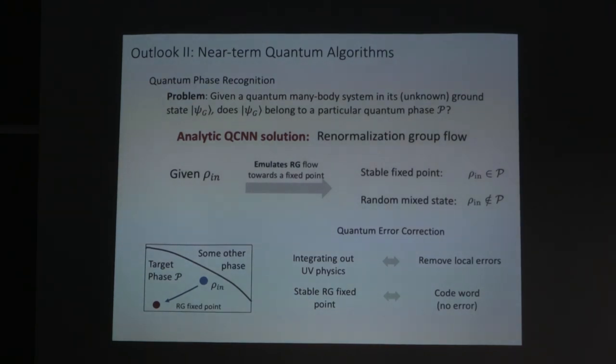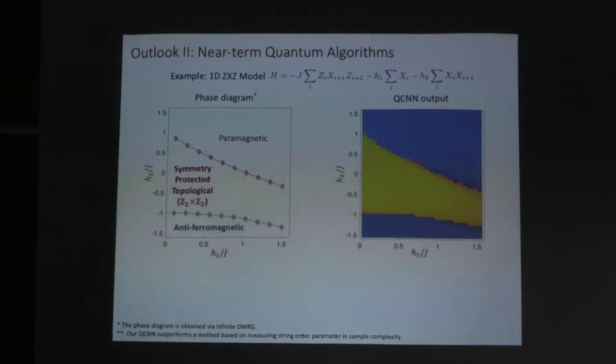It says it does not belong to the phase. And we apply this idea to a particular toy model in the one-dimensional case. What you see on the left is a phase diagram for this toy model, and what you see on the right is the phase diagram reproduced by our quantum circuit. And actually, if you plot them on top of each other, the discrepancy is not visible.